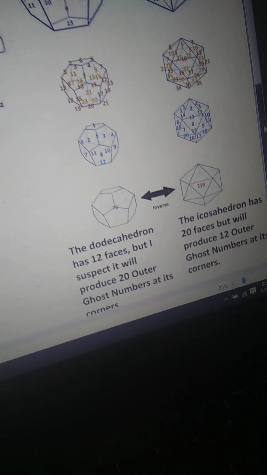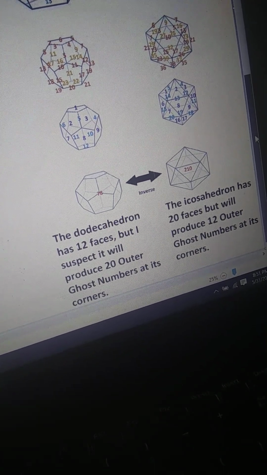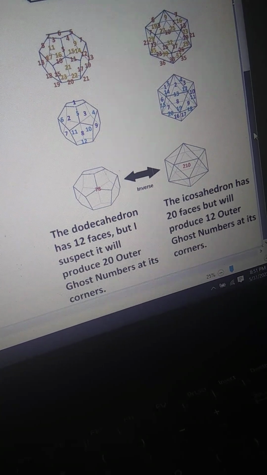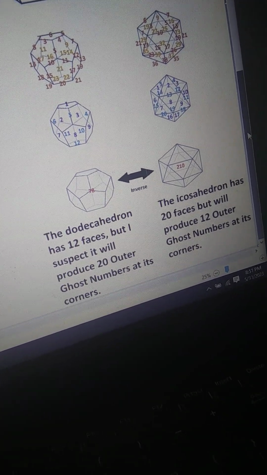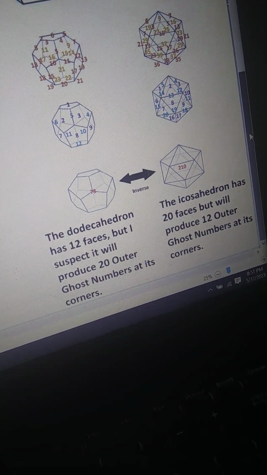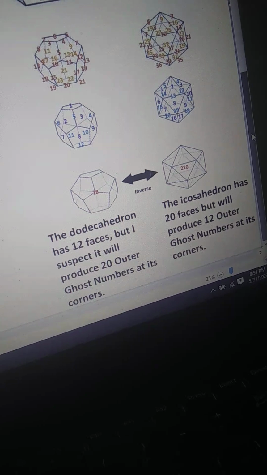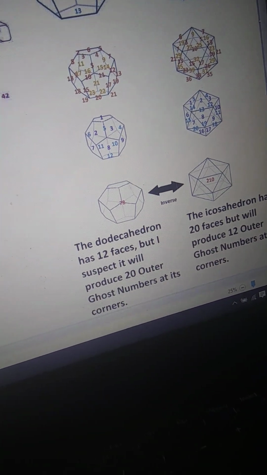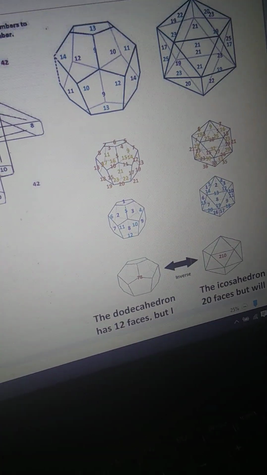And now what I'm searching for is the dodecahedron and the icosahedron. One has 12 faces, and I suspect it will produce 12 outer ghost numbers at its corners. The icosahedron has 20 faces, but will produce 12 outer ghost numbers at its corners. And this is the hardest to produce because as you go up with faces and edges and corners, more numbers are being produced. So I have to separate them.